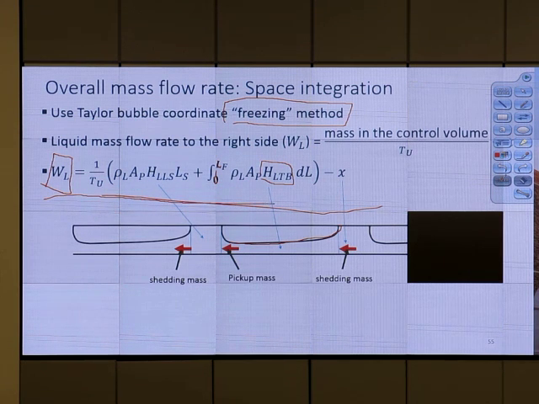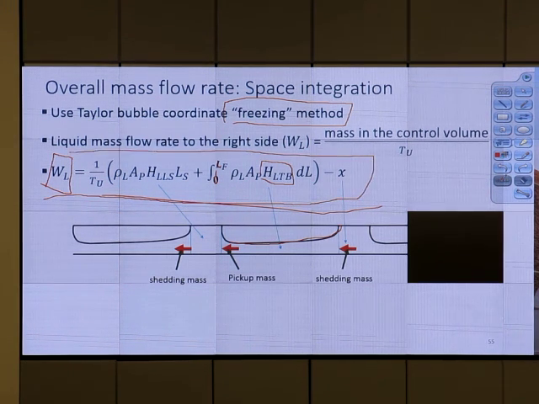Which page number talks about this equation? 97. Equation what? 3.111. Okay. Read about it. We will talk about it more on Wednesday.